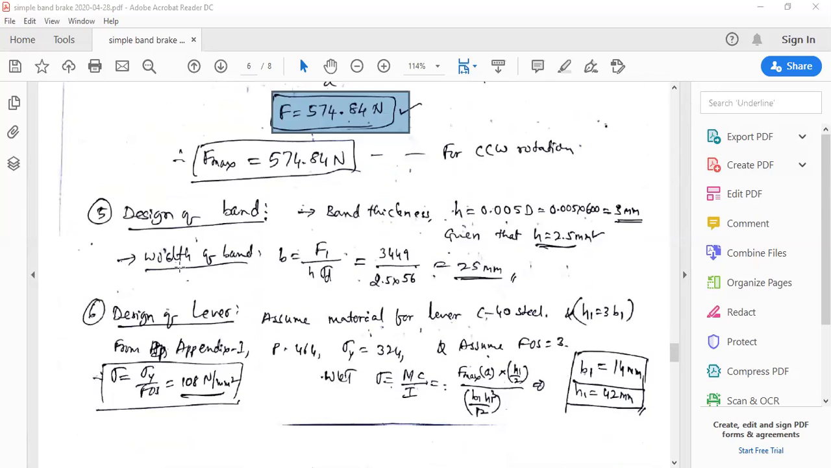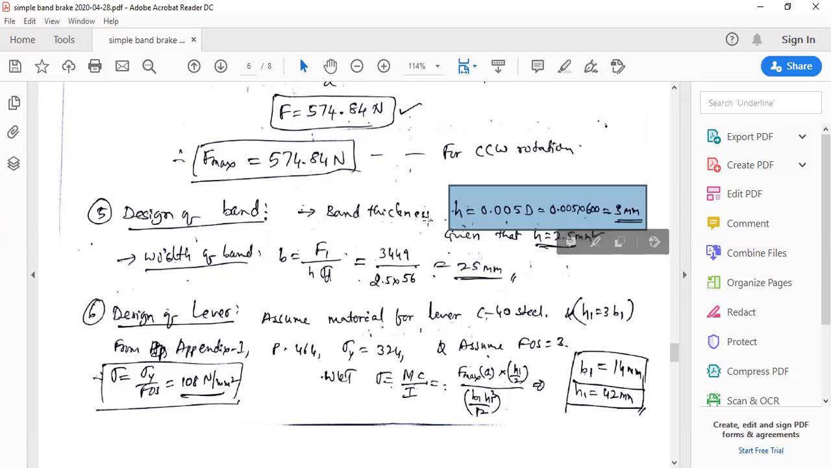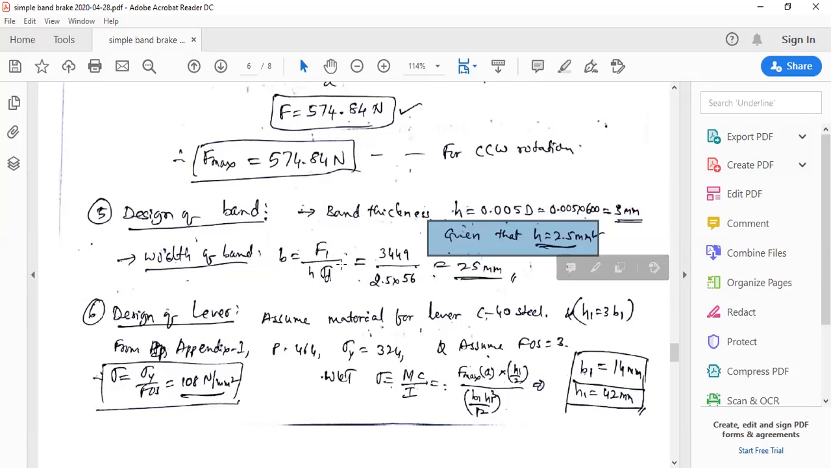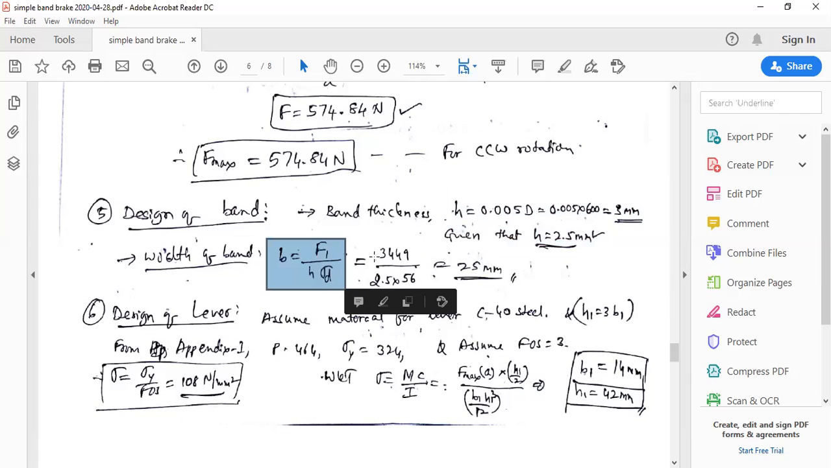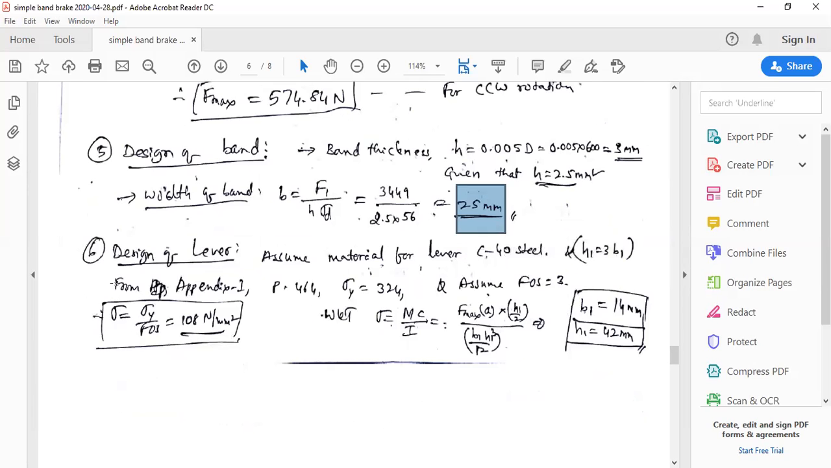After this, the next step is design of band. Although the band thickness calculated comes to 3 mm, it is to be considered as 2.5 mm as given. The width of the band is given by F1 divided by h into sigma d. The F1 value is 3449, h is 2.5 as given, and sigma d is also given as 56. If it is not given, assume that value as 56. So the value of width is 25 mm.